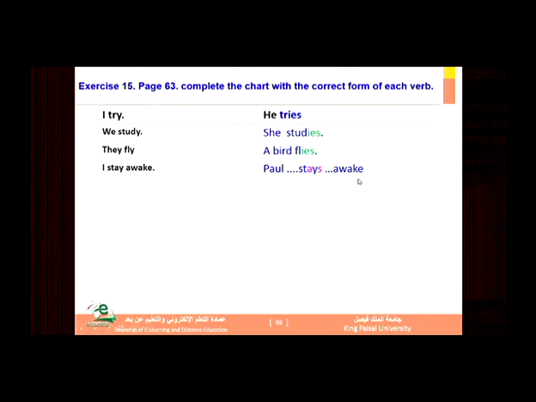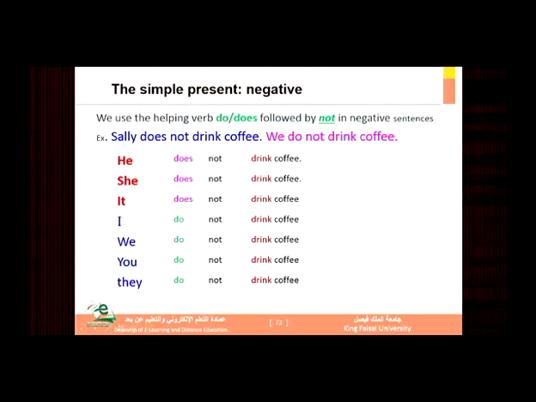Paul stays awake. Next sentence, I play music. So the verb play also ends in Y, but it is preceded by a vowel. My friend plays music. Next.